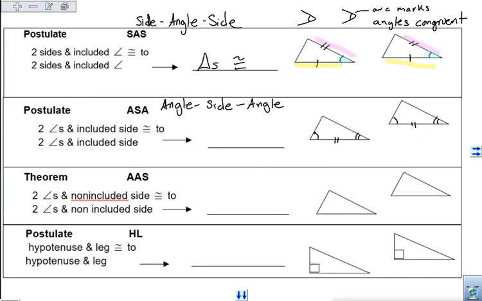So again, you have one set of angles marked as congruent. You have a second set of angles marked as congruent. And that side that is in between those 2 angles, that side is being made by those 2 angles, is also marked as congruent. When that happens, again, you know that you have triangles that are congruent.